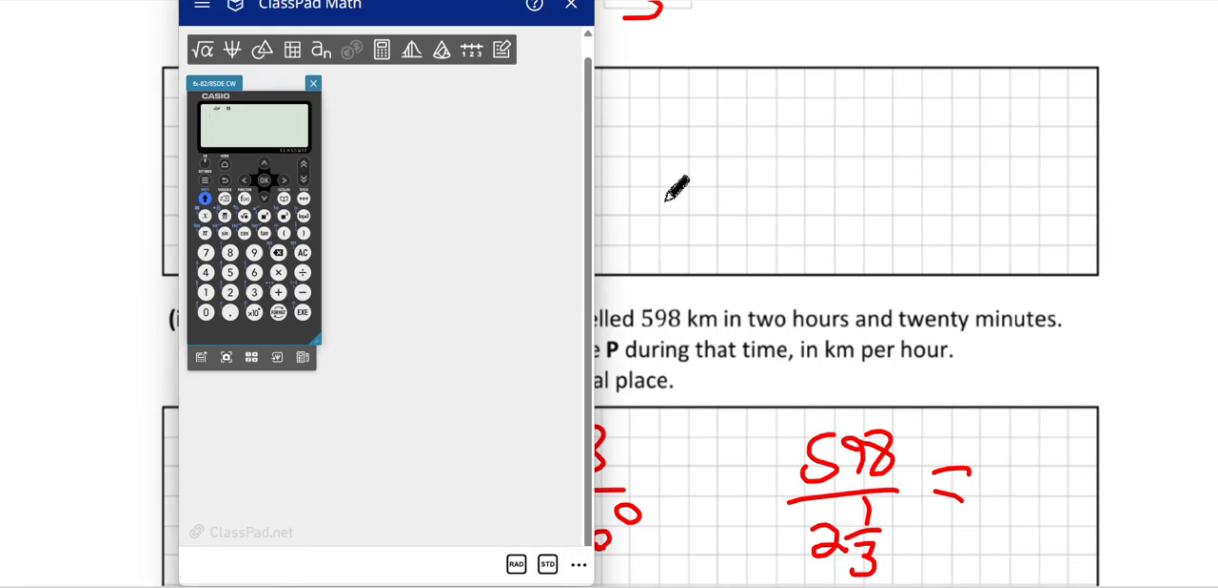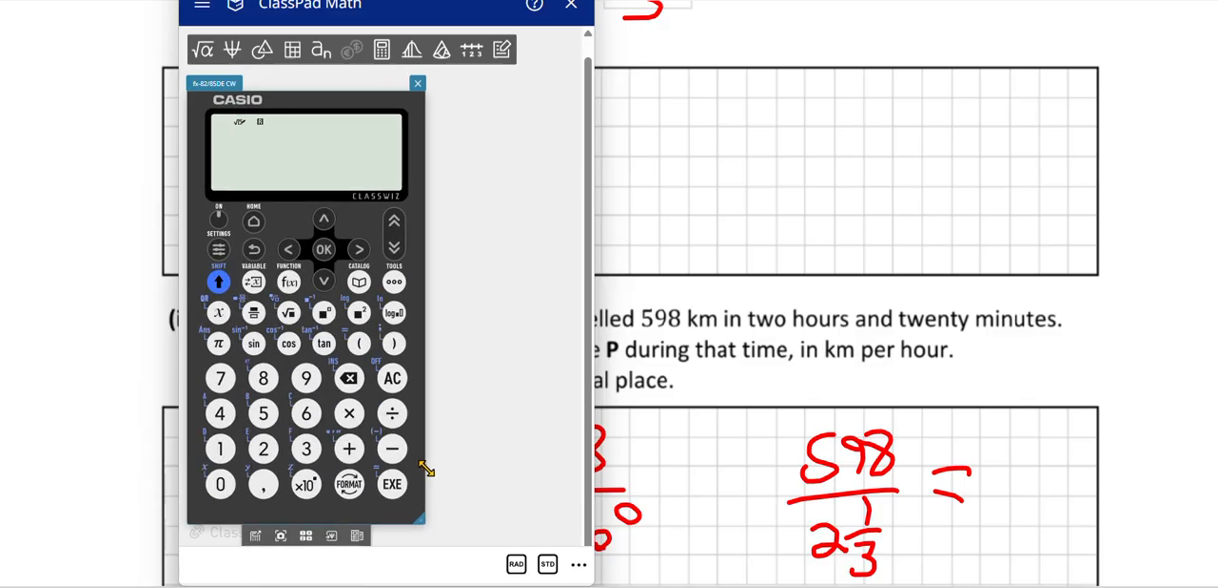Actually, I have to reduce the size of this. What I'm going to do is we're going to press the following. See this button above the plus? You go 596 divided by 2, shift plus, 2 hours, 20, shift plus, minutes. 2 hours, 20 minutes. And then you press format. Decimal apparently.